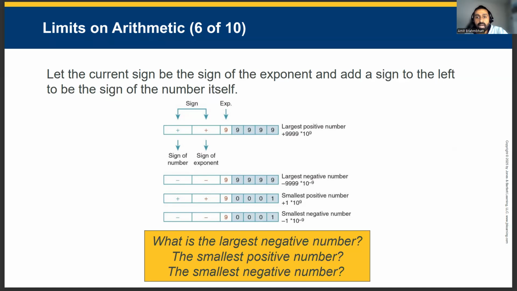The slide asks which values represent the largest negative number, the smallest positive number, and the smallest negative number. Questions that highlight how signs affect ordering in numeric system. Understanding these ranges is essential in avoiding numerical underflow or overflow, which occur when calculations produce values outside the representable domain.